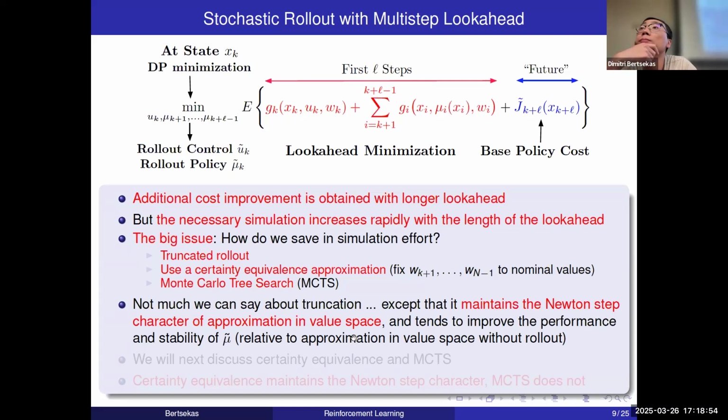Yes? When you fix wk plus 1 to wN minus 1, then essentially you are removing the stochasticity of the k plus 1 step, right? Yes, but, okay, that's a good question. The important thing here is we still keep wk, which means the immediate stochasticity, or different situations caused by the stochastic nature of wk, is still considered. It's just beyond that, into the future, we don't consider it.